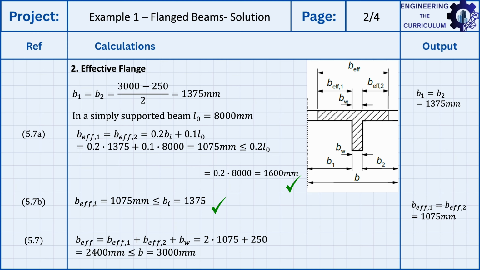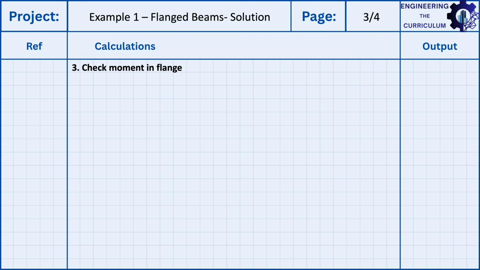So it works out as 2 times 1,075 plus 250, and that is 2,400 millimeters. And that needs to be smaller than the whole distance between midspan to midspan, which is B, and in our case is 3 meters or 3,000 millimeters. What we want to do now is check if the flange can carry the entire moment or if the stress block needs to extend into the web.